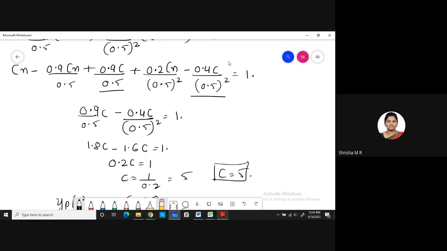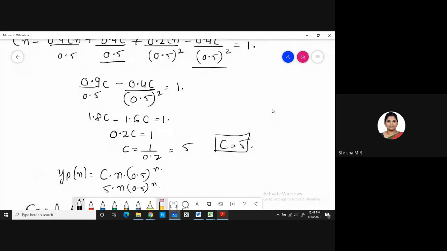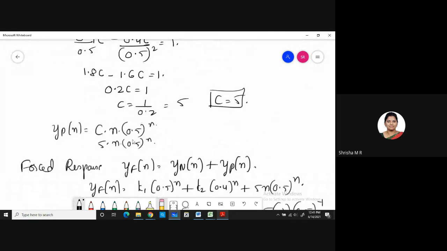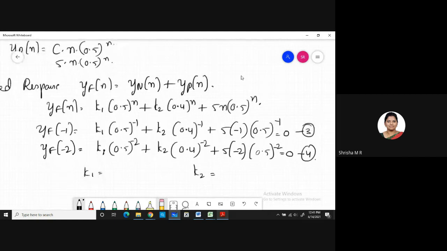Wherever you have just C, wherever you don't have n. Got it? Then we have to find C and we'll find particular response. Then assuming 0 initial conditions, find K1, K2.